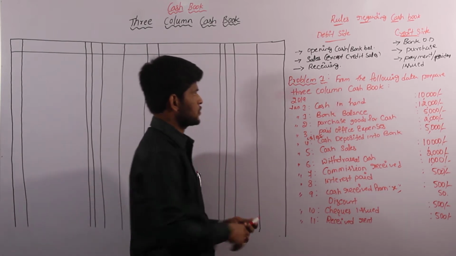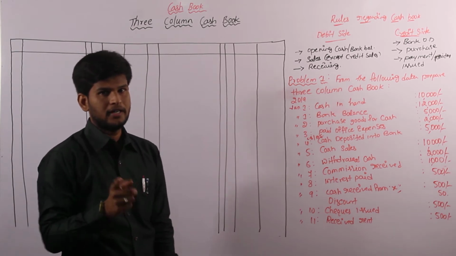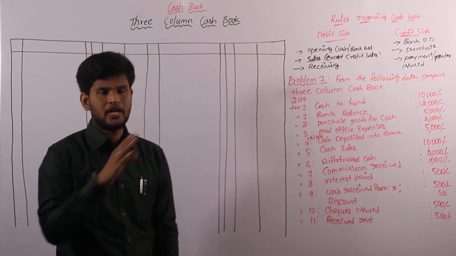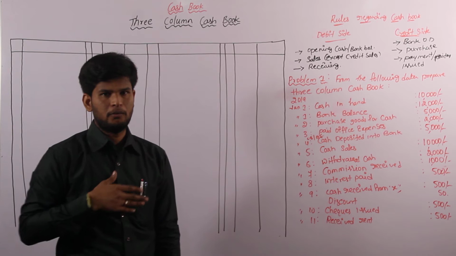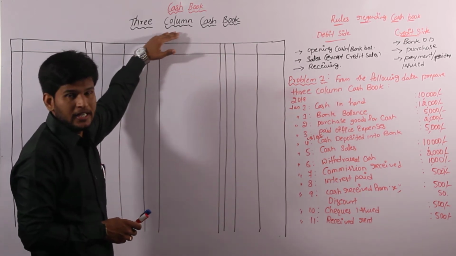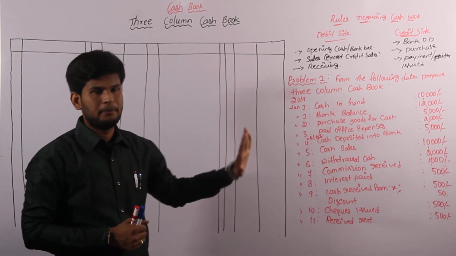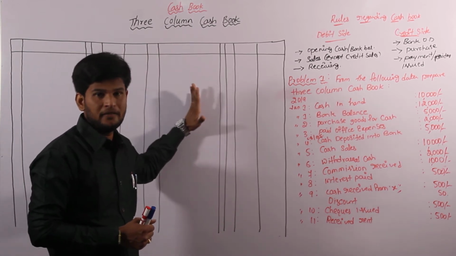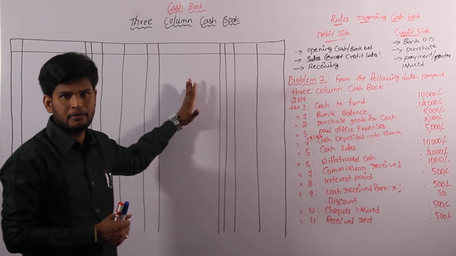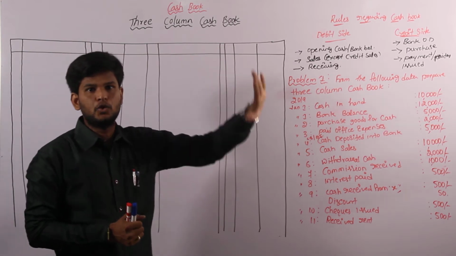Now I am starting the first one, problem number 1. I am giving the three column cash book, problem number 1. In our single column and two column cash book, we solved problems continuously up to 5 problems. Now this is the first problem, three column cash book. Definitely we will get a 10 marks problem in our final examination. Once again I am repeating, this is the most important problem. Otherwise we will get 5 marks or 2 marks also.